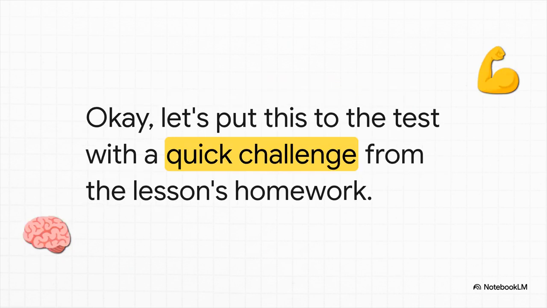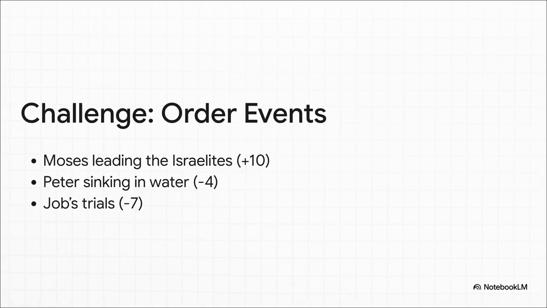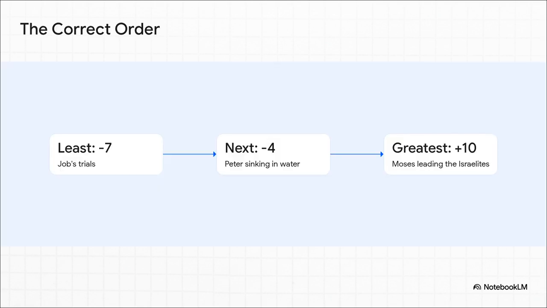All right, now that we've got the rules down for all the different comparisons, let's put it to the test with a quick challenge straight from the homework problems in this lesson. Okay, your turn. I want you to put these 3 events in order from least to greatest. We've got Moses leading the Israelites at a +10, Peter sinking in the water, a -4, and Job's trials, a -7. Just think about where they'd sit on that number line. What's the right order?